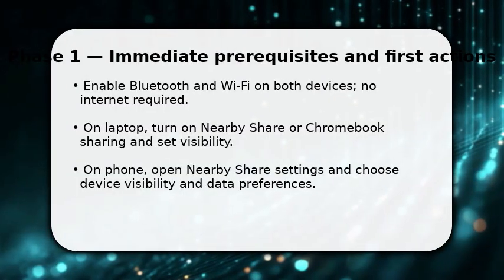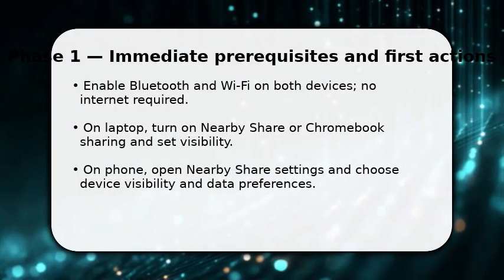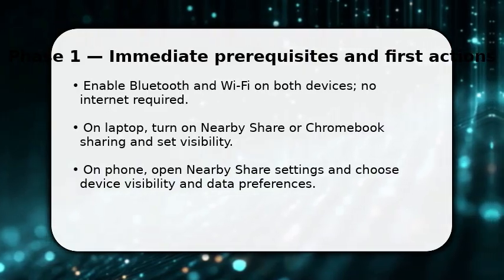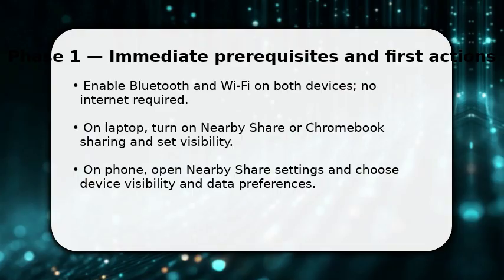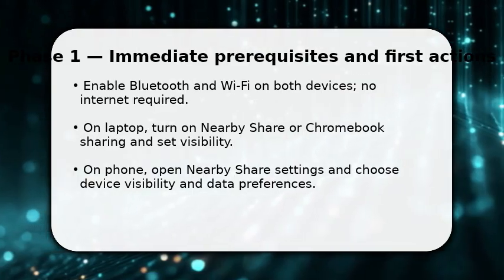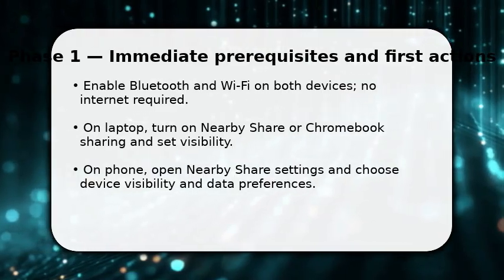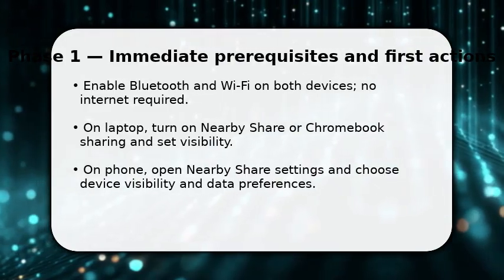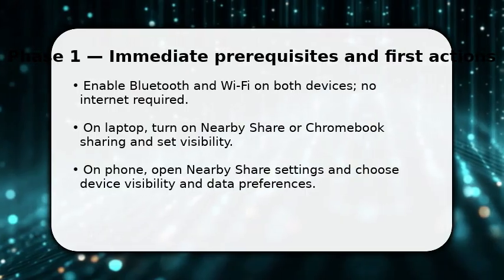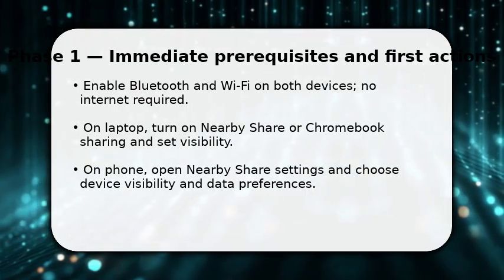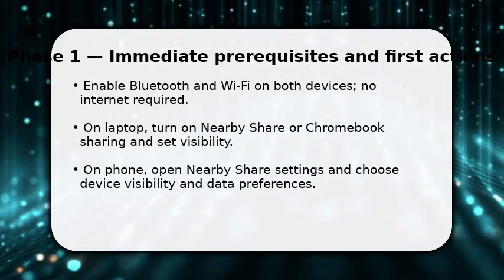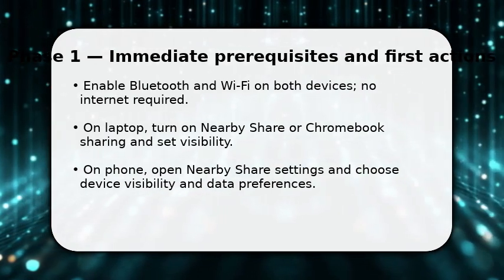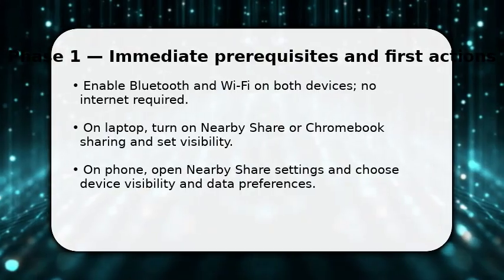You start by enabling Bluetooth and Wi-Fi on both devices. This creates the peer link needed for Nearby Share. On the laptop, open the System Nearby Share or Chromebook sharing panel and set visibility to either everyone or contacts, depending on security. On your phone, go to Settings > Google > Device Connections > Nearby Share, and select Visibility and Data options. Once done, keep screens unlocked so devices can discover each other. This minimizes connection timeout and speeds discovery.